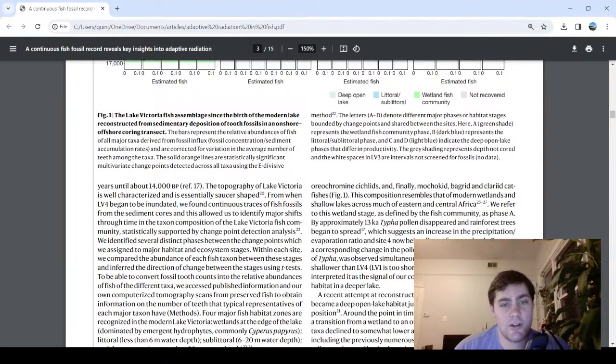The topography of Lake Victoria is well characterized and is essentially saucer shaped.